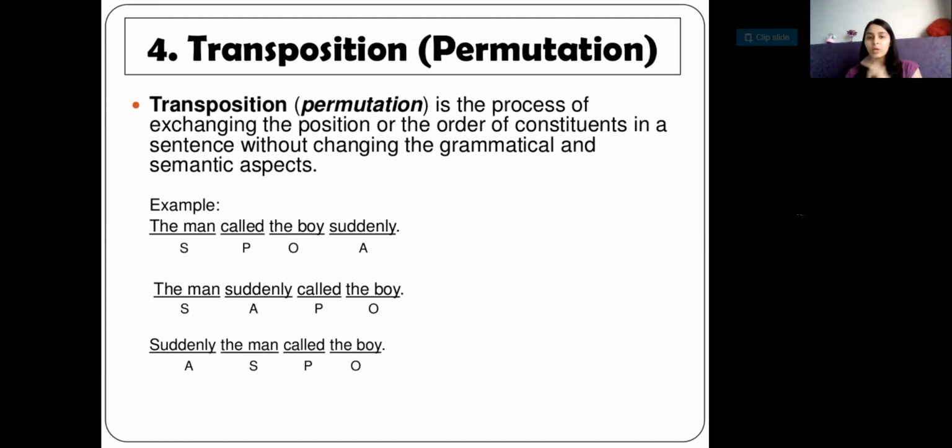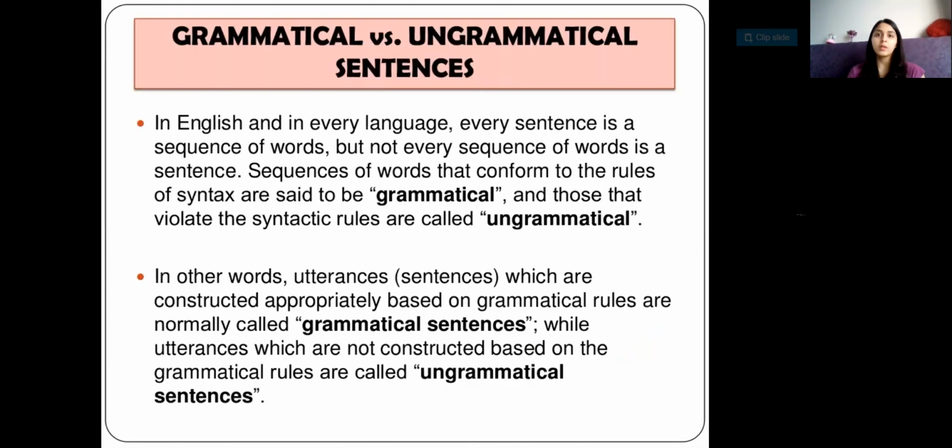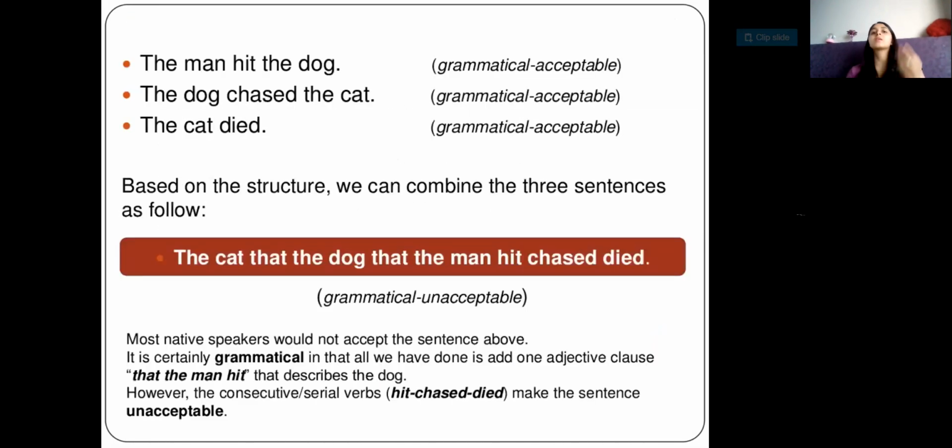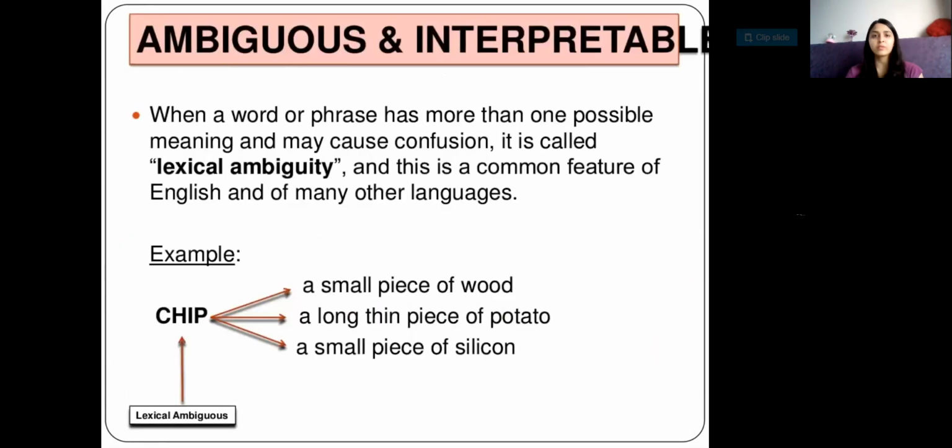Example, the man called the boy suddenly. The man suddenly called the boy. Suddenly, the man called the boy. So it's just transposing the words here and there. All right. Then it's grammatically accepted or grammatically unaccepted, when the grammar is correct, for of course, you know it. Okay.